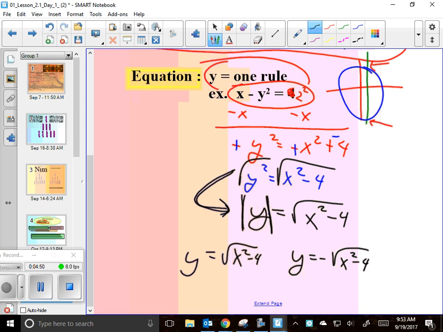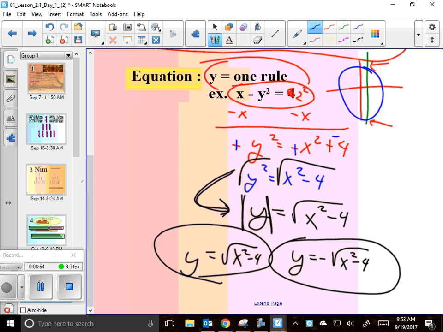So now I've got 2 equations. What does that tell me? Is it a function or not? It's not a function if it's got 2 equations. If it only has one equation, it's a function.